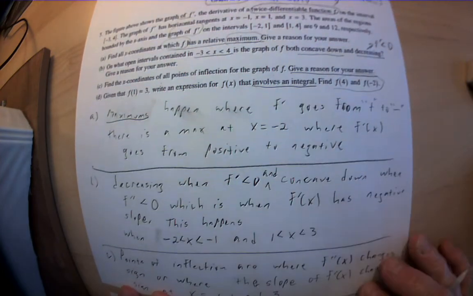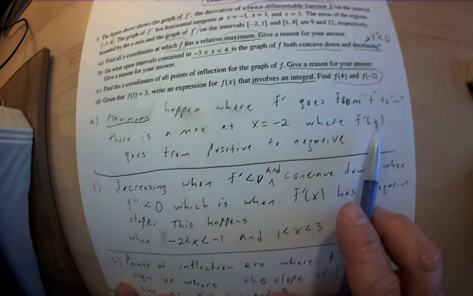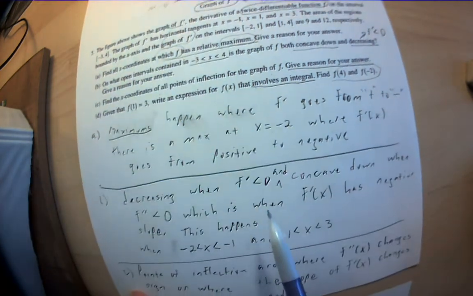So part A, they ask you where the maximum happens. You just have to tell them it's where the graph of f prime goes from positive to negative, and you can see it, right there on the curve.